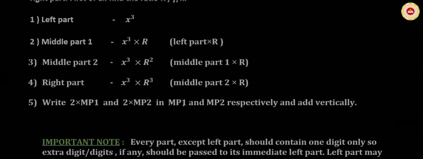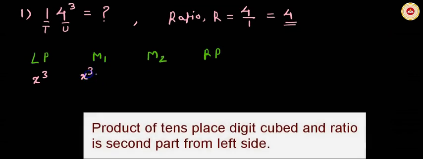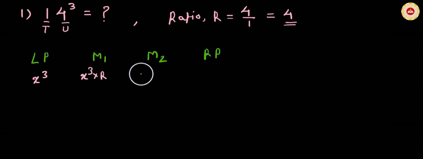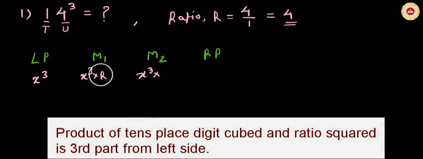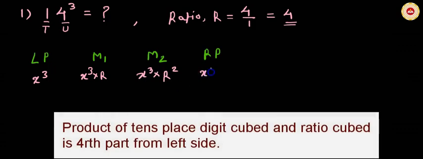What is middle part 1? X cube multiplied by R. What is middle part 2? This part multiplied by R. Okay, it means x cube multiplied by R multiplied by R. It means x cube multiplied by R squared. What is the right part? This part multiplied by R. It means x cube multiplied by R cubed.